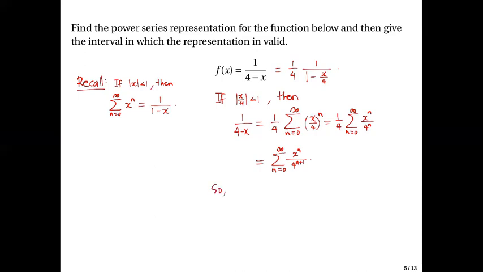So if x is within -4 to 4, then we have 1 over 4 minus x equal to the sum of x to the n over 4 to the n plus 1, from 0 to plus infinity.